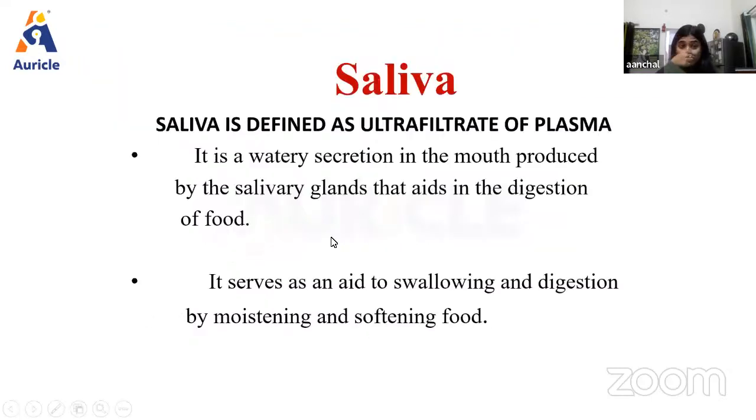Now talking about the saliva. As we know, saliva is defined as the ultrafiltrate of plasma. So that's why the osmolarity of plasma and saliva remains similar, almost equal to 300. It is a watery secretion in the mouth produced by salivary glands that aids in the digestion of food. It serves as an aid to swallowing and digestion by moistening and softening the food.